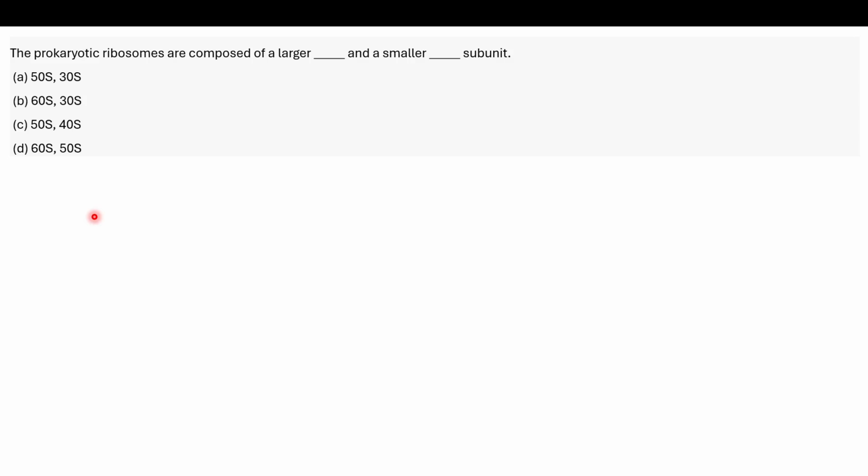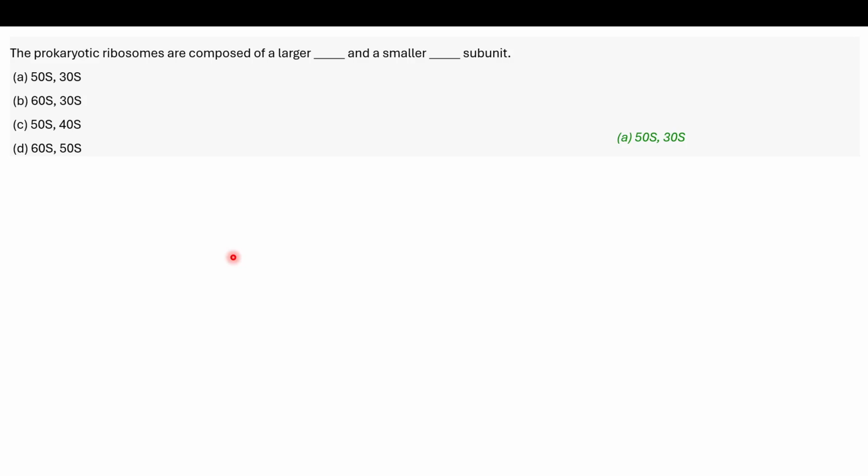Now, we had gone through this earlier also. Prokaryotic ribosomes are composed of larger dash and smaller dash subunits. So what will be the answer? Yes, option A, 50S and 30S subunits. And what about eukaryotic ribosomes? 60S and 40S, yes, 60 and 40.